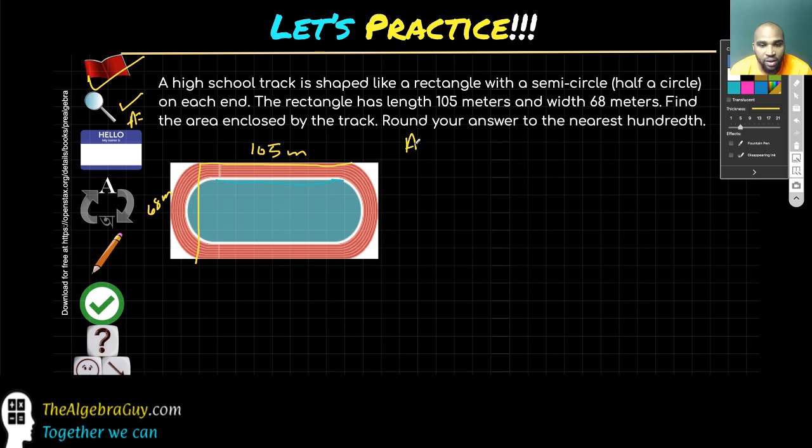And we're going to say area of the rectangle minus area. No, I don't want to minus that. I just want area of the rectangle. Area of the track. Let me read it again. The area enclosed by the track. Oh, yes. So I want the area of the track.